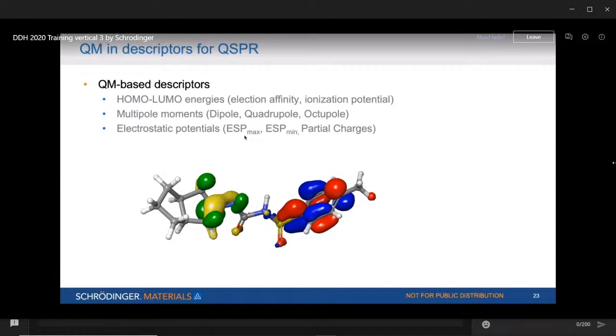So for that reason, people use this kind of quantum-based descriptors. Again, in Schrodinger, we have automated workflows to calculate these QM-based descriptors. Molecular descriptors for a whole lot of molecules, hundreds of molecules, can be calculated with a single click of a button. We'll get all these properties, which can be used to fit a QSPR model in an automated way.